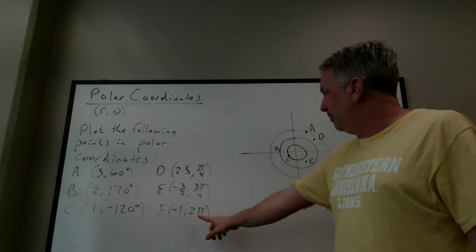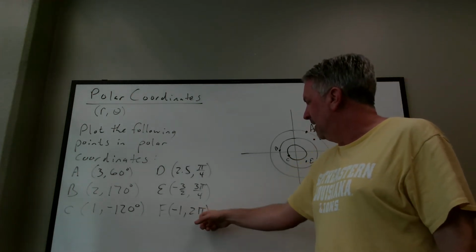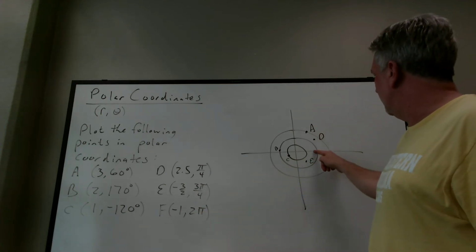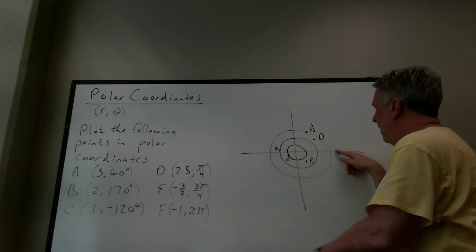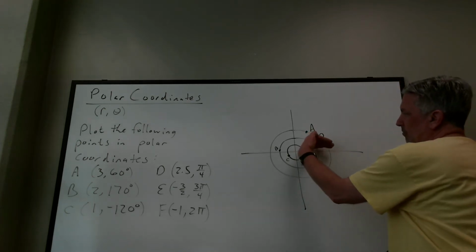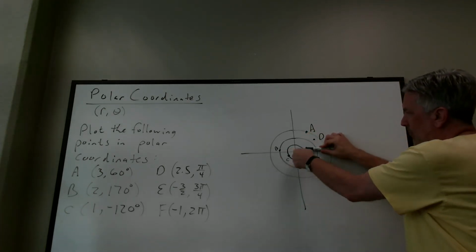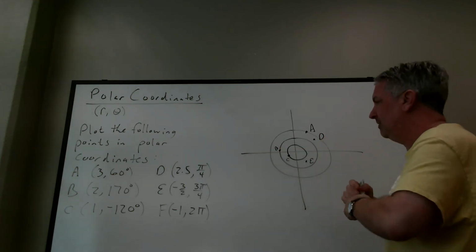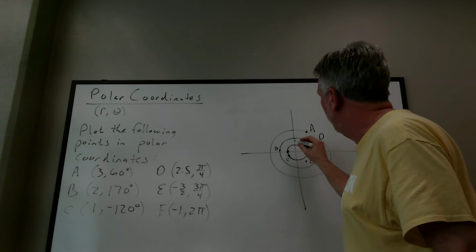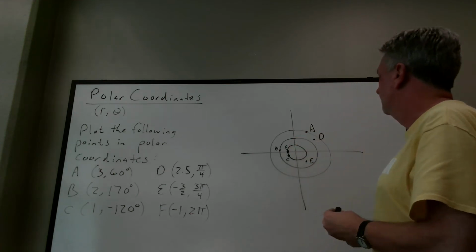And then the last one, point F, again, r is negative. So 2 pi radians, that's all the way around. And so if r were positive, the terminal side of that angle would be on the positive x-axis, so I would move this way. But since r is negative, I move the opposite direction, 1 unit that way. There's point F.